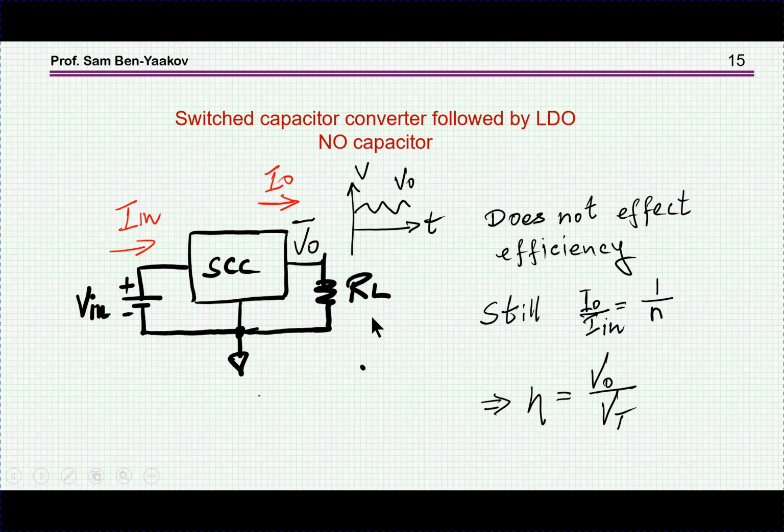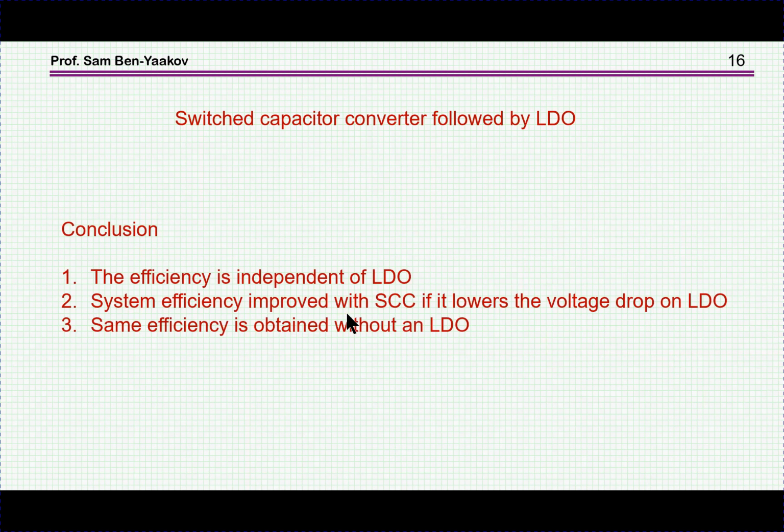It could be a current source or whatever. What matters is the voltage here. The current ratio, as we have said, is the same. The voltage may drop by loading, changing the switching frequency, for example, but this holds no matter what type of load you have. So what are the conclusions here?